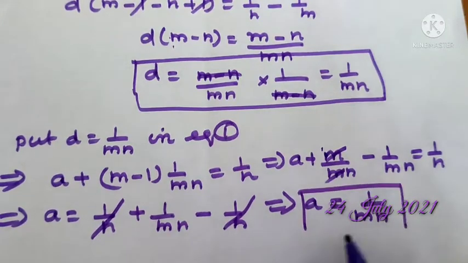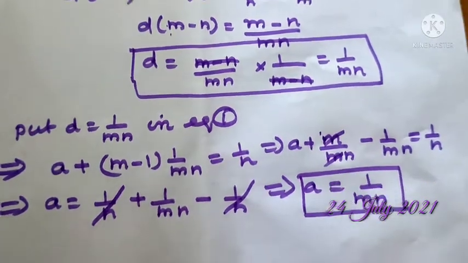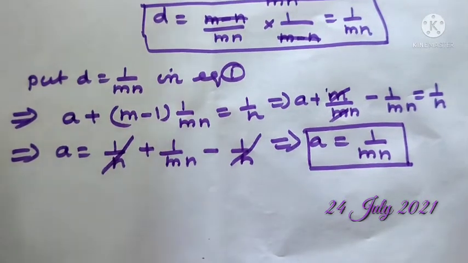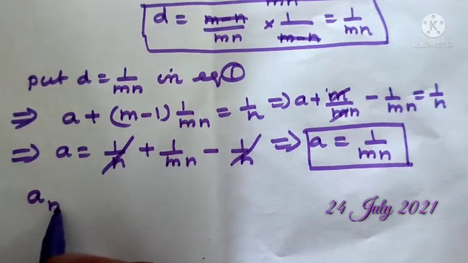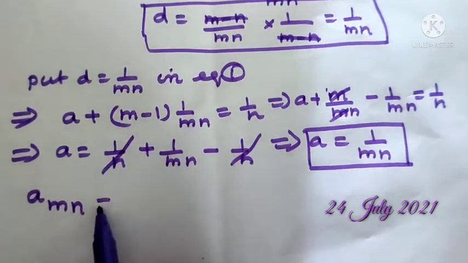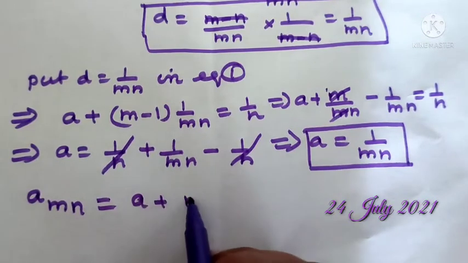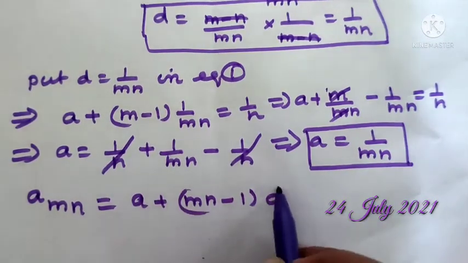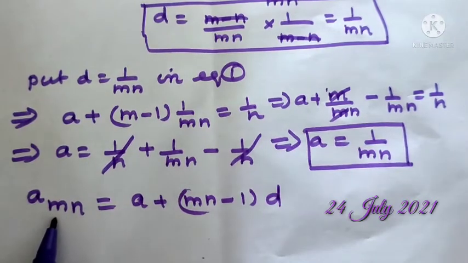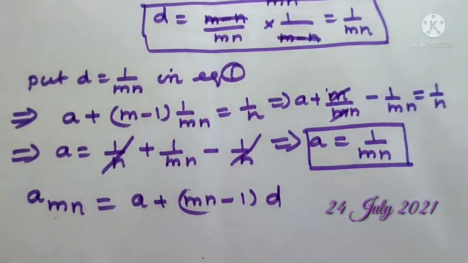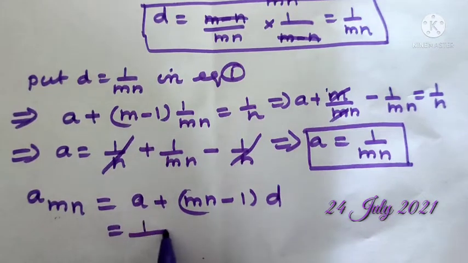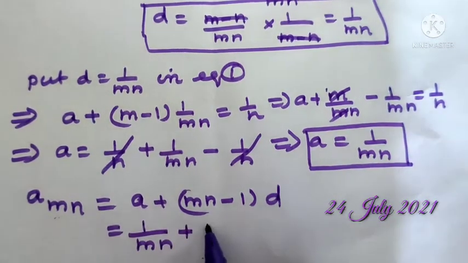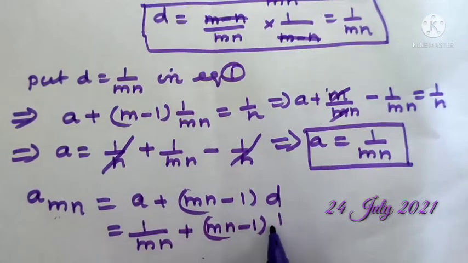So a and d, both the values are the same, we got. Now what is the last part of the question? Show that the mnth term is 1. So the mnth term means amn, right? So a plus mn minus 1 into d. Don't confuse here. When we have a single term an, we write a plus n minus 1 into d. Now two terms are there, so mn minus 1 into d. We got the a value and the d value, we can substitute 1 by mn plus mn minus 1 into 1 by mn.